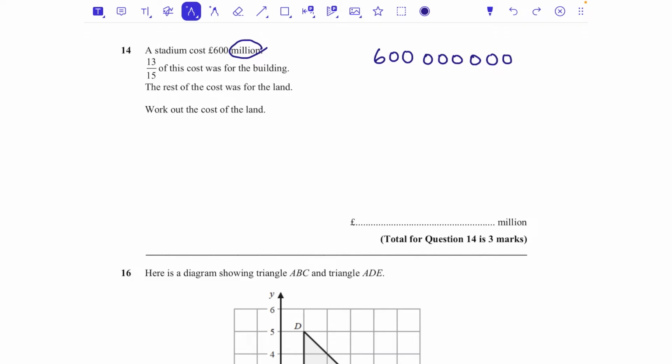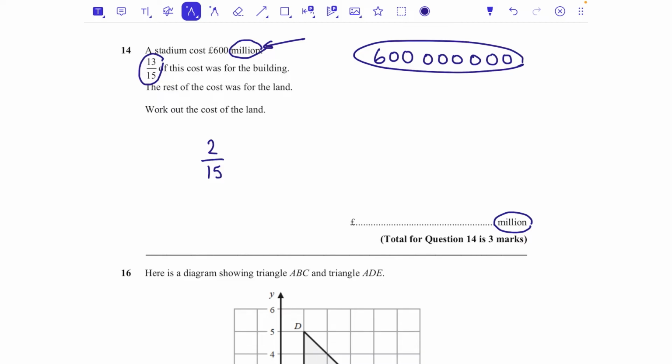However, on the answer line, we can see that we've still got that million. So think of this more as units. 600 million, we don't need to convert it to this. We can just work with it as it is, and then on the answer line, it will still be in million. So a stadium costs 600 million. 13/15 of the cost was for the building. The rest was for the land. So if 13/15 was for the building, then the rest, 2/15, would be for the land.